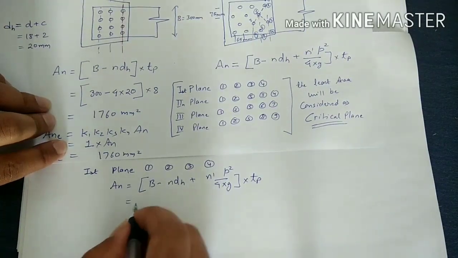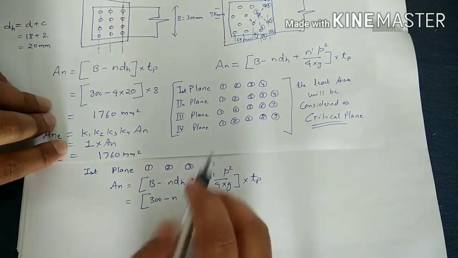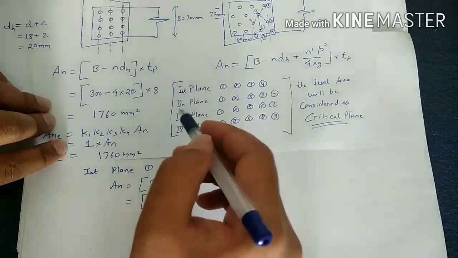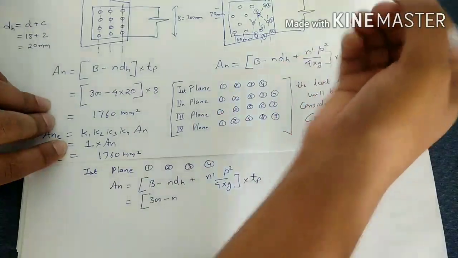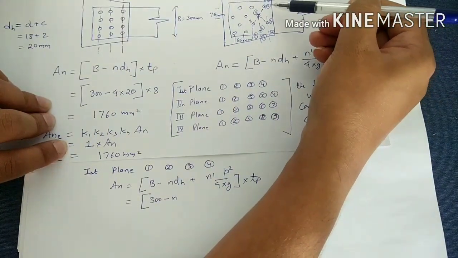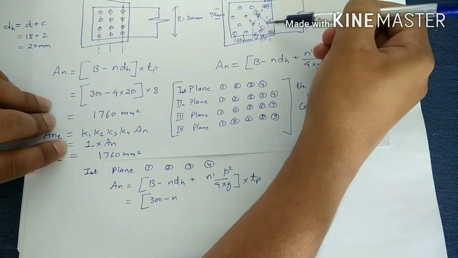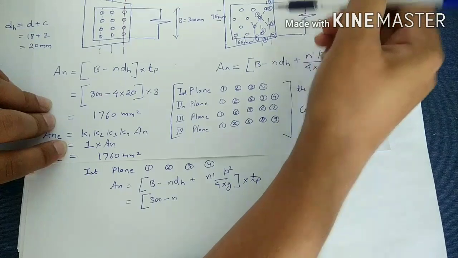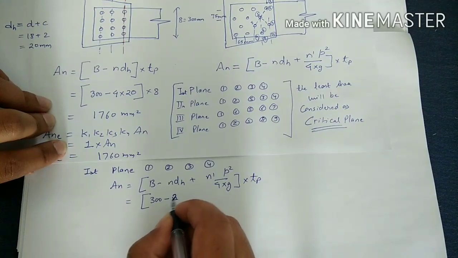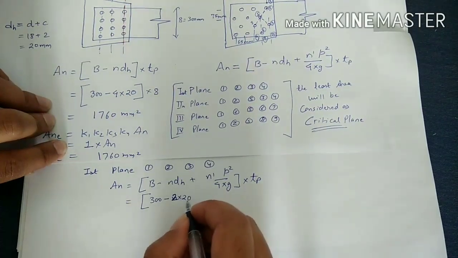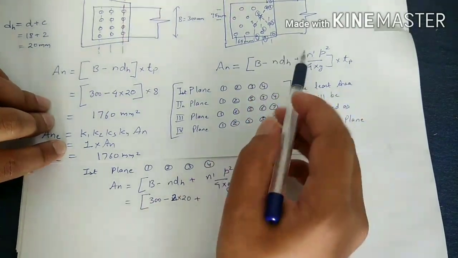So it will show 300 minus N. We have to count the bolts in the plane which we are considering. There are only 2 bolts, so at N you have to put 2, into 20, plus N dash. N dash is your staggering.